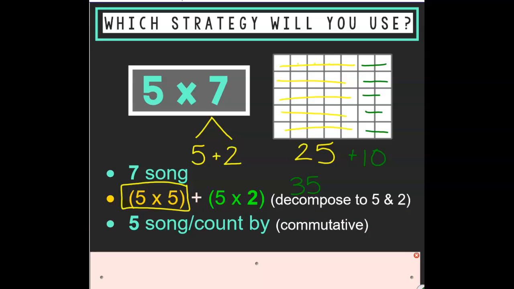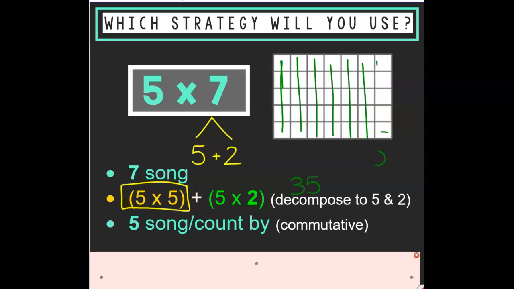I could have thought about my 5 song, or counting by 5s, because counting by 5s is one of the easiest ways to do it. So I could have looked at it the other way. Remember flip-flopping my number, 7 groups of 5. Because of the commutative property, I can do that. I could go 5, 10, 15, 20, 25, 30, 35, and I would have 35. So no matter how I think of it, any of those 3 strategies would work. They just depend how I'm thinking about the numbers in their relationship.